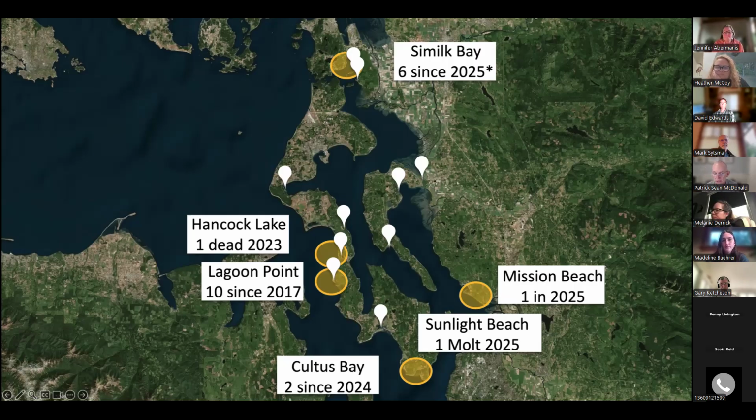And we have seen green crab occur in some of these places like Hancock Lake, Lagoon Point, Cultus Bay, and over in Penn Cove. We've established monitoring sites there because we see them as potential hotspots.